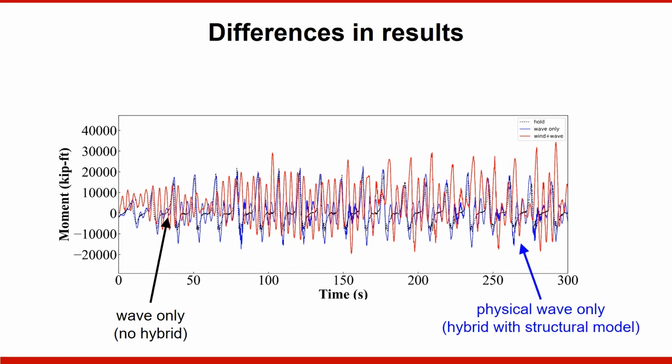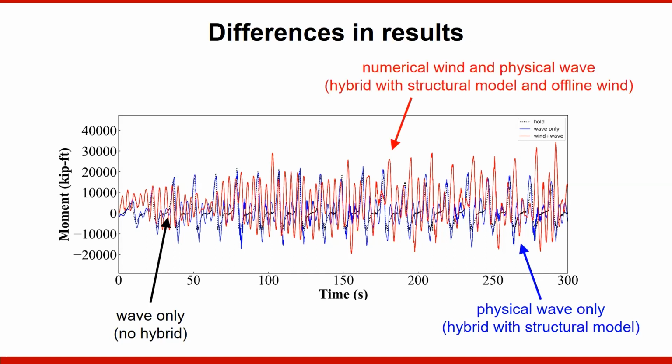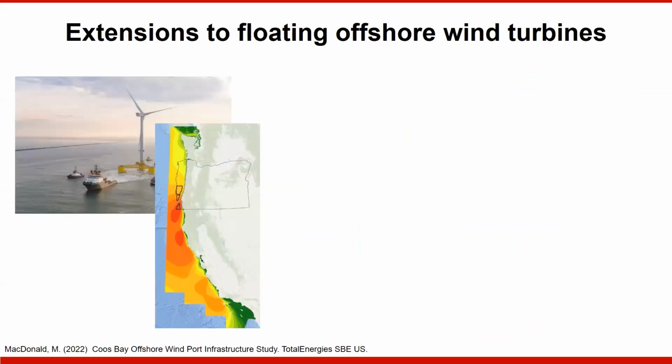So we have some of the hybrid simulation effects. And then this red one is numerical plus numerical wind plus a numerical partial structure plus the physical waves. So you can see that they're quite different. We're in the process of extending this to floating offshore wind turbines, which is something that we're going to see in the next decade on the West Coast.